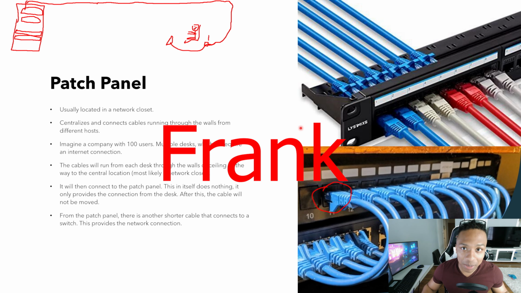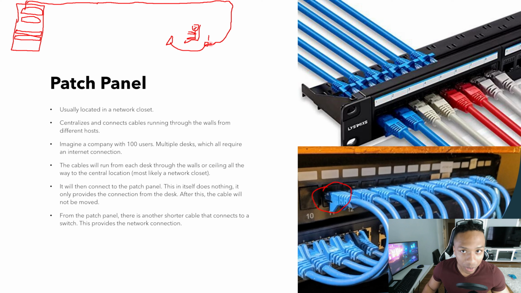Let's start from Bob's desk. You see it says number 1. It should say where the closet is located. So it makes it much easier to find. So we see the closet, we see number 1. We go to that closet, we see number 1 here, and now we can trace it to the port on the switch. So in this case, we can see 1 is connected to port number 1.